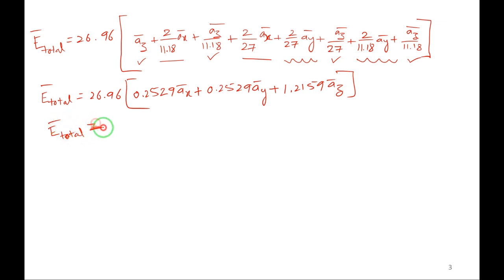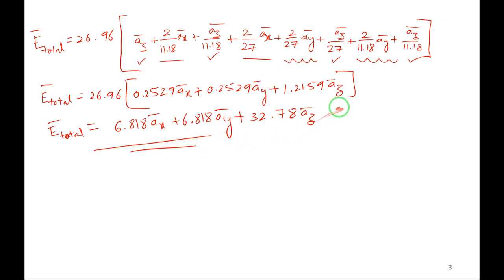E total: 26.96 into 0.2529. I am getting it as 6.818 AX. Once again I have to multiply for y, so it is the same, and I will get 6.818 AY. Then I multiply 26.96 with 1.2159, and I am getting 32.78 AZ. So this is the E total, in volt per meter.